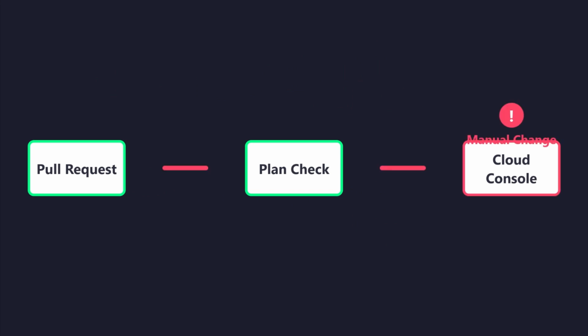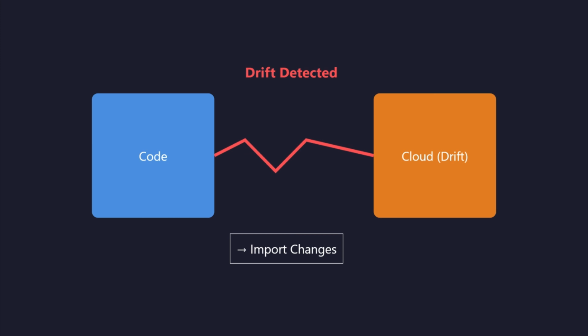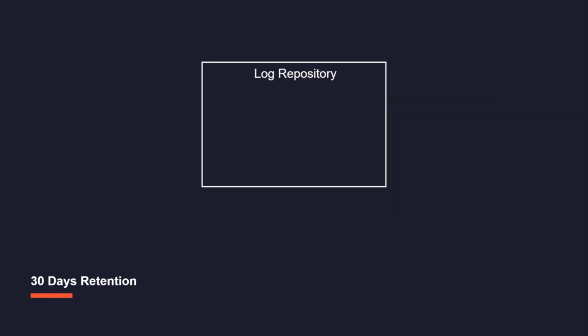Automated plan checks also serve as drift detectors. If the plan shows changes that no one in the pull request authored, it indicates that someone made manual changes in the cloud console that must be reconciled. When drift is detected, you should either import the manual changes into your code or use the Terraform apply command to revert the cloud state back to what is defined in your repository.